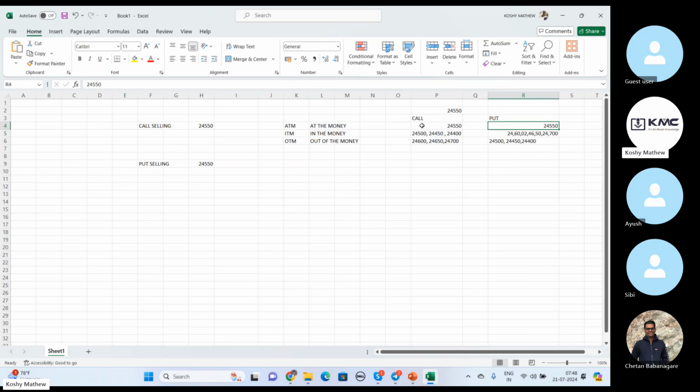For call options, anything below the strike is in the money. 24,550 is in the money. Anything beyond 24,550 is out of the money. Simple as that. In the same way, if you look at this chart, it is also the same.